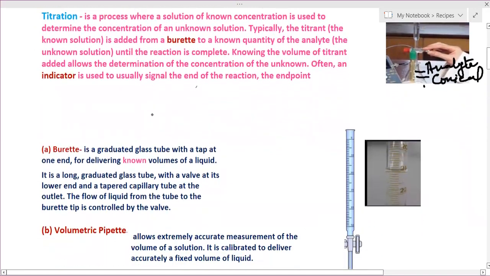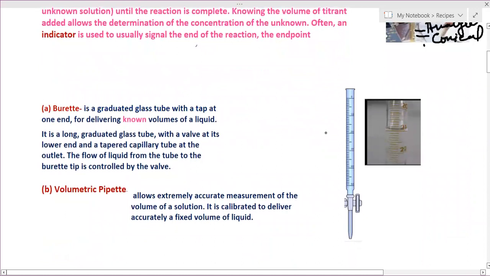A burette is a graduated glass tube with a tap at one end for delivering known volumes of a liquid. It is a long graduated glass tube with a valve at its lower end and a tapered capillary tube at the outlet. The flow of liquid from the tube to the burette tip is controlled by the valve. This is the valve. This is here to help in regulating flow of liquid. And these graduations help in reading the volume of liquid.